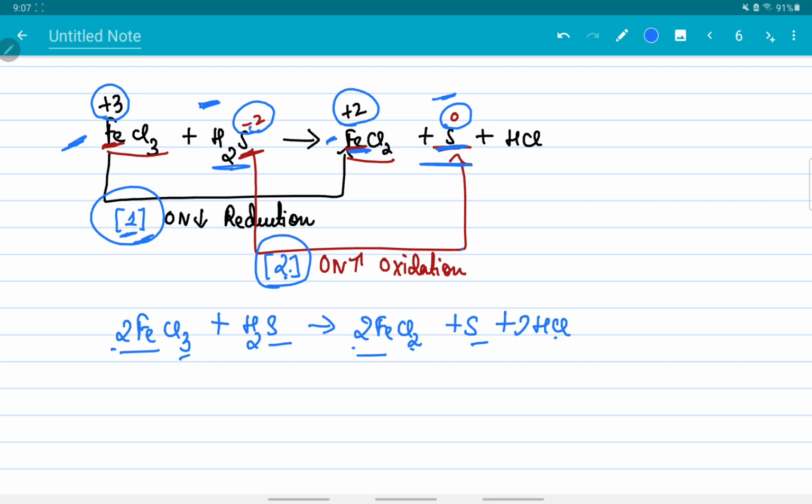Okay, so let me add 2 over here. Okay, let me add 2 over there, and now this becomes 2 into 1, that is 2 chlorine, plus 2 into 2, that is 4. So 4 plus 2, 6 chlorine. Now if you check, chlorine is balanced on both the sides. Iron also is balanced on both the sides. Similarly, sulfur is also balanced on both the sides.